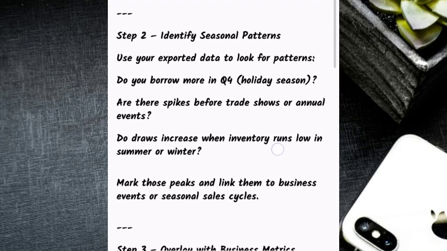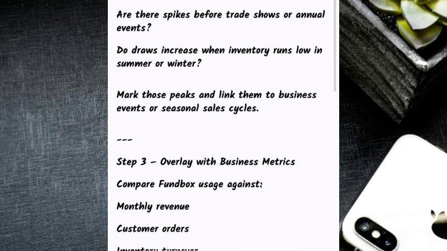Step 2 is to identify seasonal patterns. Use your exported data to look for patterns. Do you borrow more in Q4, or are there spikes before trade shows or annual events, or do draws increase when inventory runs low in summer or winter? Mark these peaks and link them to business events or seasonal sales cycles.